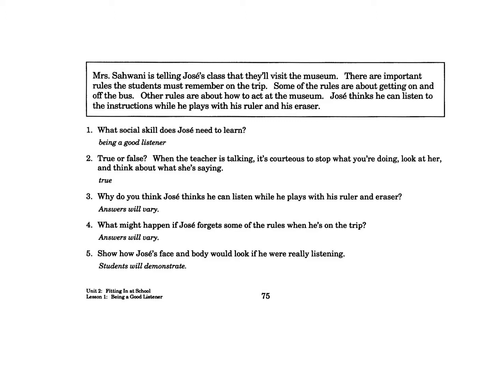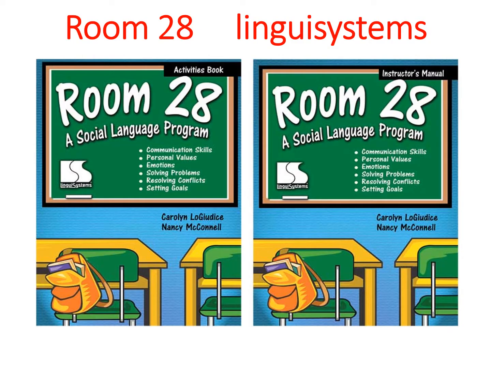It runs about $60 for the kit and is suitable for young students up to about grades 4 or possibly 5. This is another product from LinguaSystems. It's also very affordable. This is suitable for students who are in the middle and secondary grades. It addresses skills of communication, values, controlling emotions, problem solving, goal setting, and conflict resolution. It is very easy to use and very practical. I recommend this for older students who might be diagnosed with level 1 autism or Asperger's syndrome.